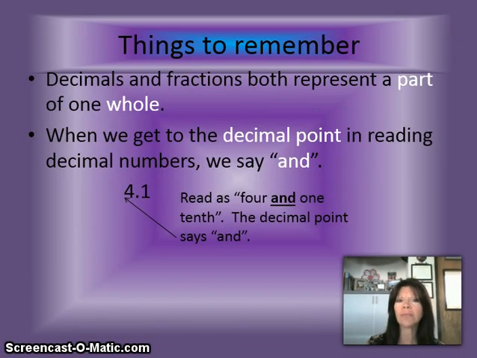All right, things that I really need you to remember, and you may want to write these in your notebook too. The decimals and fractions both represent part of one whole. And then when we get to the decimal point and reading the decimals, we always say "and." It's the time in math that you're going to use "and." You don't say 125, you say 125. But when you see 4.1, you say 4 and 1/10. I want you to remember that.